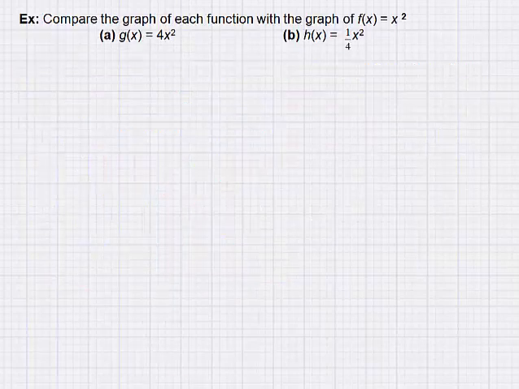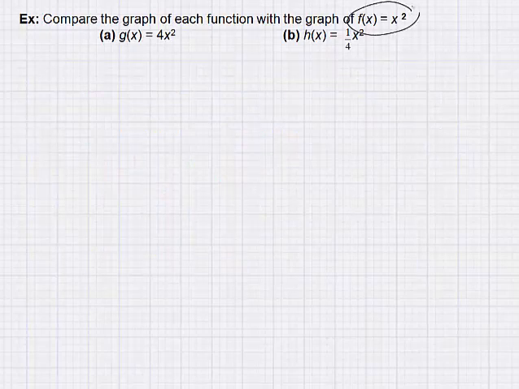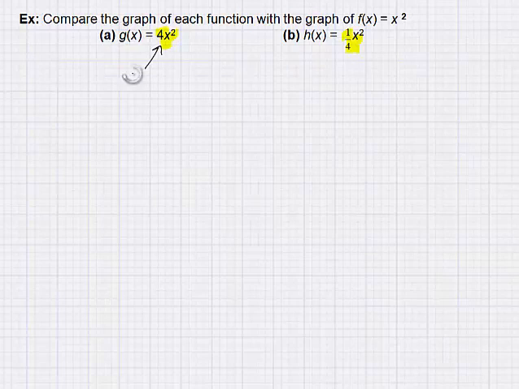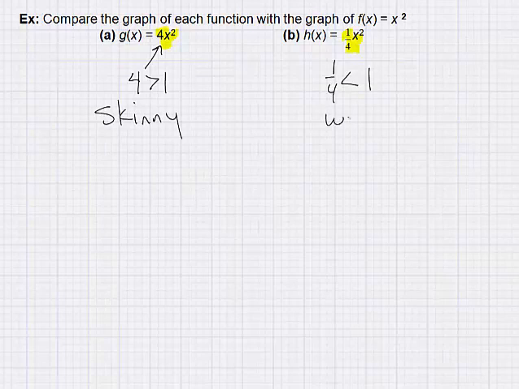So let's just look at two examples. Compare the graphs of the following functions. We have f of x equals x squared, 4x squared and 1/4 x squared. The key is the multiplier. Here the multiplier out in front is bigger than 1. And here the multiplier is less than 1. So this one's going to look skinnier, and this one's going to look wider.